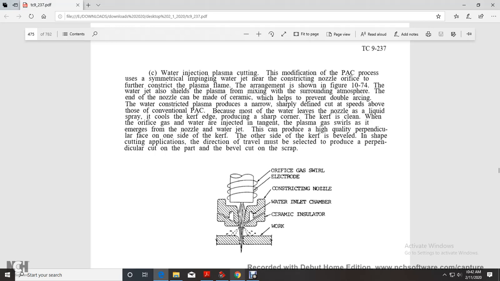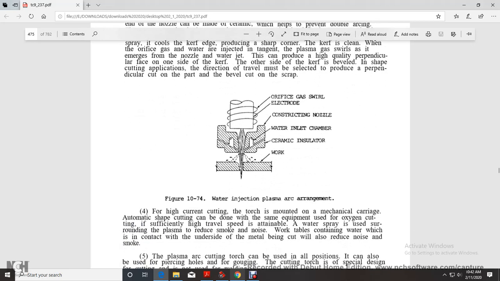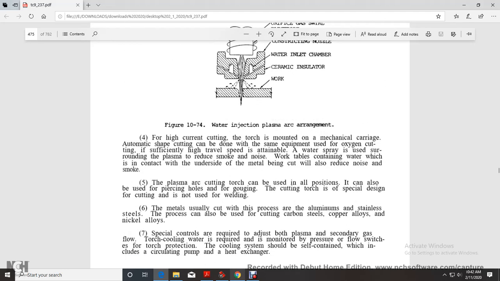When the orifice gas and water are injected tangentially, the plasma gas swirls as it emerges from the nozzle and water jet, which can produce a high quality perpendicular face on one side of the cut while the other side of the cut is beveled. In this type of cutting application, the direction of travel must be selected to produce the perpendicular cut on the part and the bevel cut on the scrap. Orifice gas swirl, electrode, constricting nozzle, water inlet chamber, ceramic insulator and work show the water injection plasma arrangement.